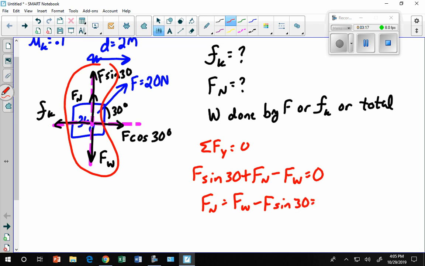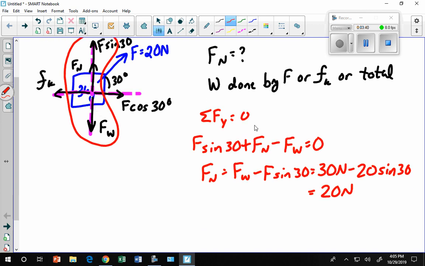And so that's going to be Fw, which is 30 newtons, minus 20 sine of 30. And so you can find that. It's 10, right? Yep. 30 minus 10 is 20 newtons. So that's my normal force. That could be one of the questions I'd ask you.